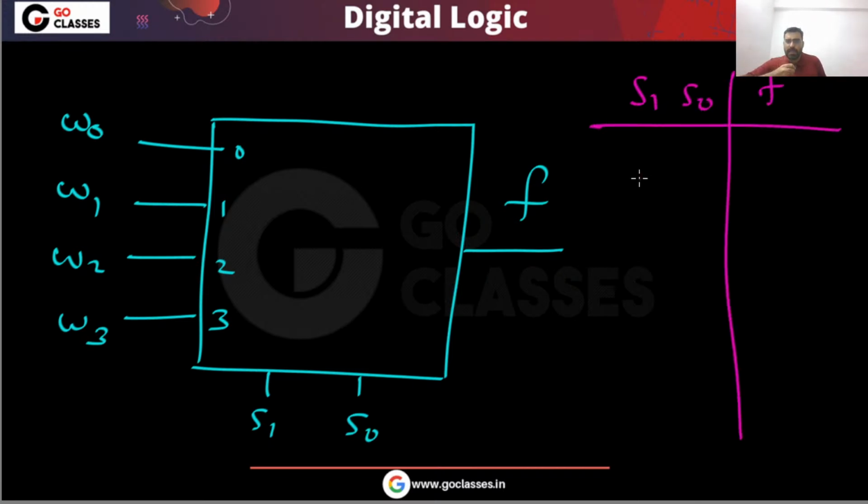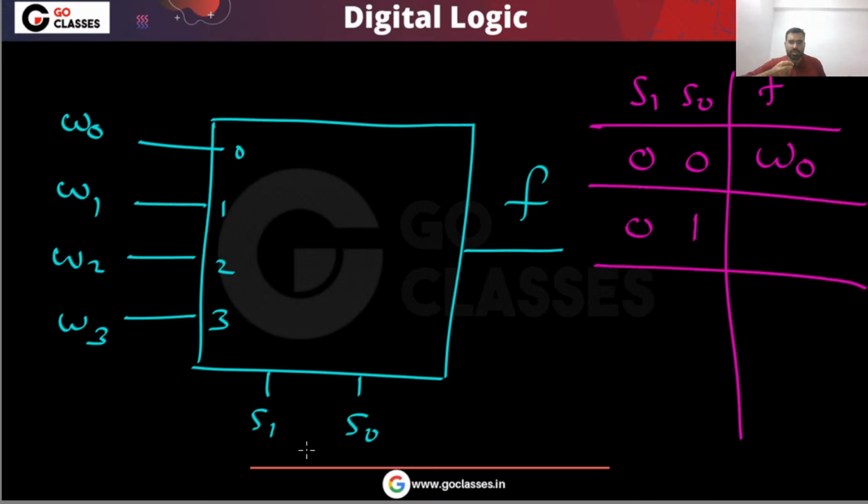So what will happen? If these select lines are 0, 0, then this data will go to the output. If these are 0, 1, then this data will go to the output. So this is W1. And if this is 1, 0, then this data W2 will go to the output.